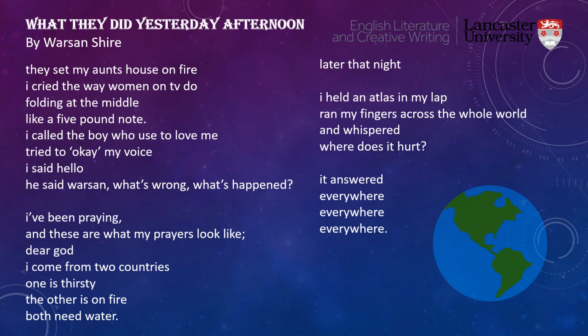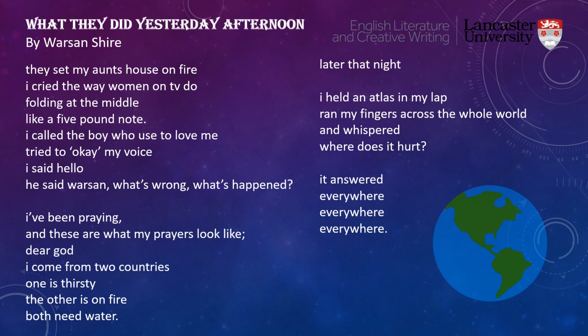They set my aunt's house on fire. I cried the way women on TV do, folding at the middle like a £5 note. I called the boy who used to love me, tried to okay my voice. I said, hello. He said, Warsan, what's wrong? What's happened? I've been praying, and these are what my prayers look like. God, I come from 2 countries. One is thirsty, the other is on fire. Both need water. Later that night, I held an atlas in my lap, ran my fingers across the world and whispered, where does it hurt? It hurt. Everywhere, everywhere, everywhere.